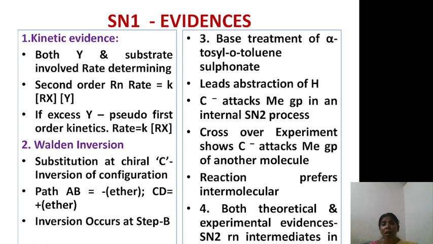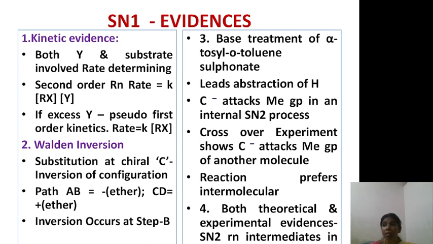So the rate is associated with the concentration of the leaving group. So the rate constant depends only on the concentration of the leaving group. So next, Walden inversion. At this point, substitution at a chiral carbon takes place with inversion of configuration. So what is a chiral carbon? That means a carbon carrying four different functional groups. So inversion of configuration will take place.